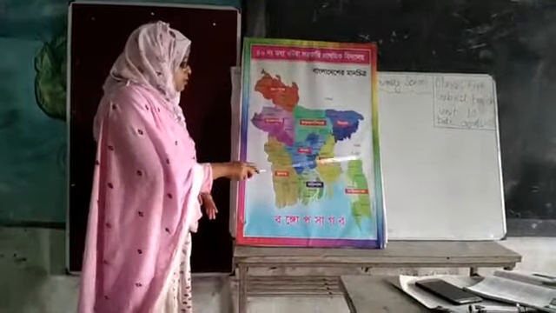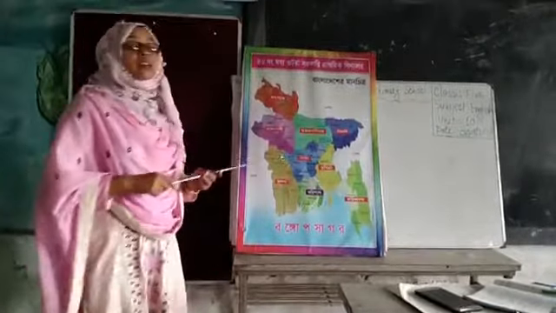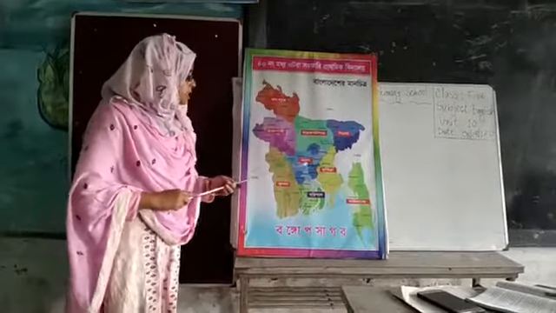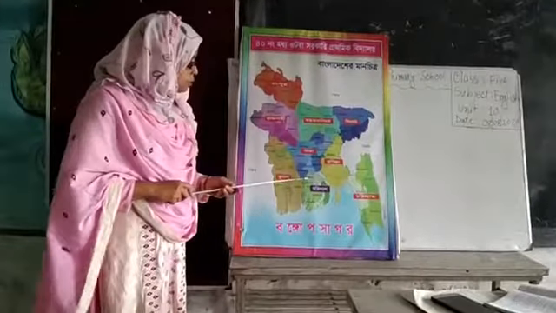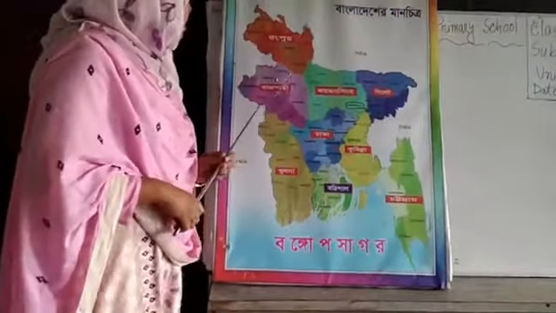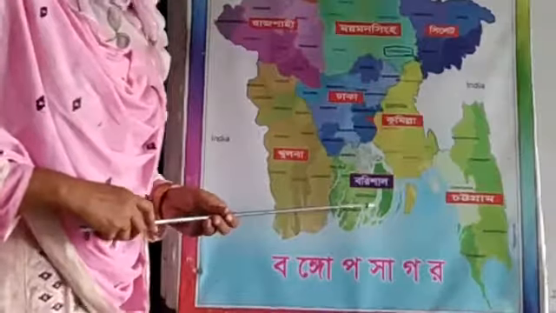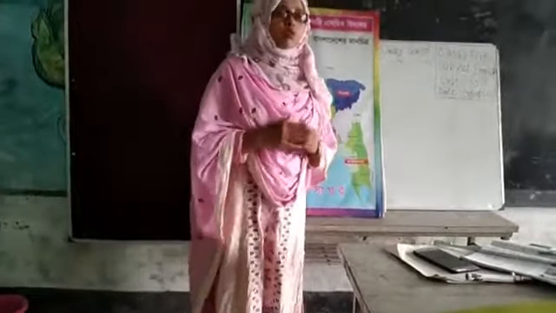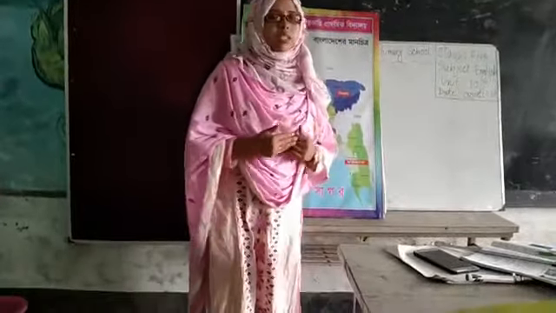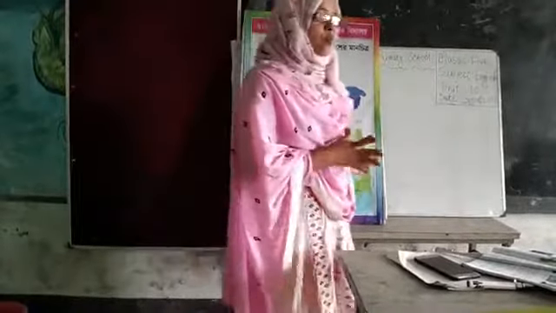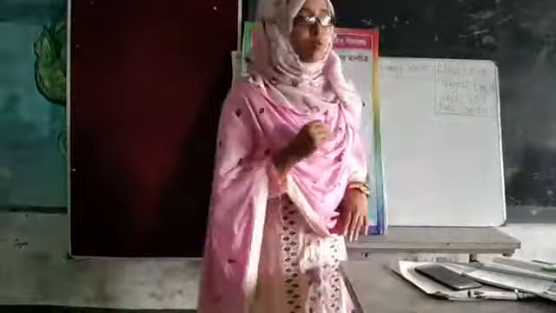And here are the 64 districts and their location. Top to bottom, all the districts and their location. Here is Dhaka. Here is Borishal. Here is Kishanganj. Here is Bogra. Here is Rajshahi. Here is Potuakhali. And my dear learners, can you guess what lesson we should learn today? Do you know the name of your home district? Yes, I know my home district, and I hope all of you know the name of your home district.